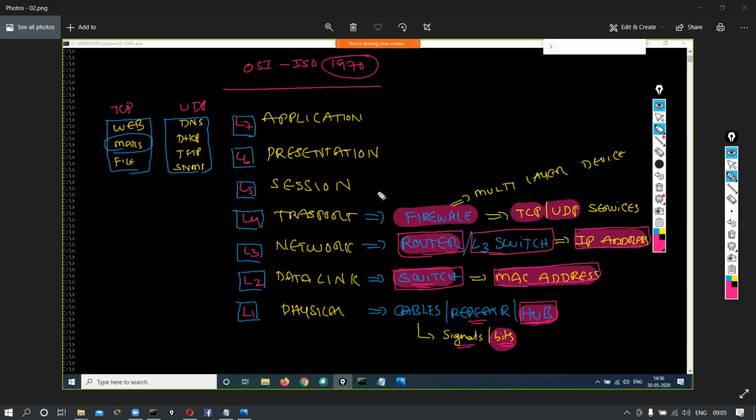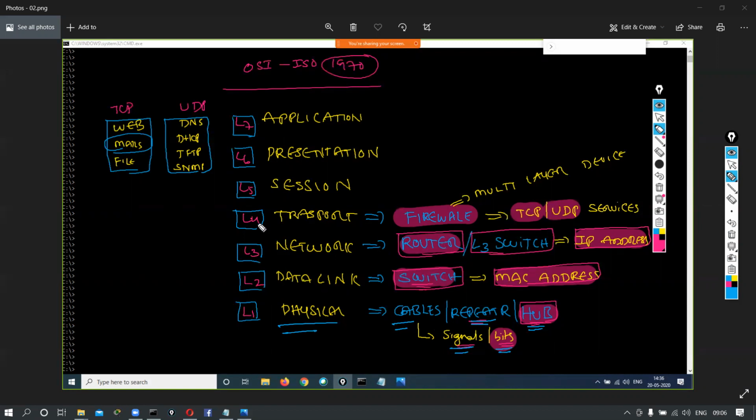Now see guys, these are the 7 layers. Layer 7 is called Application. This is the physical layer, the data link layer is this, then layer 2, layer 3, layer 4 up to layer 7. Now what happens in each layer, we'll discuss. Under the physical layer, the devices are cables, repeaters, and hubs. These devices can understand only signals and bits.